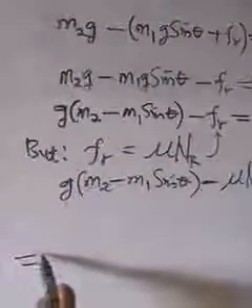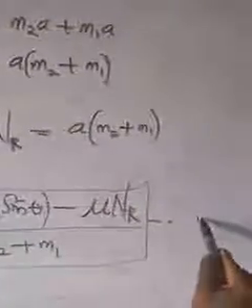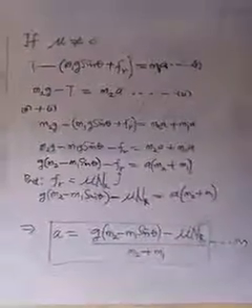Now let's make our acceleration subject of the formula. We can now divide both sides by m2 plus m1. Now we have acceleration equals g into m2 minus m1 sine theta minus coefficient of static friction times normal reaction over m2 plus m1. So we can call this equation 4. Equation 4. This is how we can determine the acceleration when the coefficient of static friction is not equal to 0.